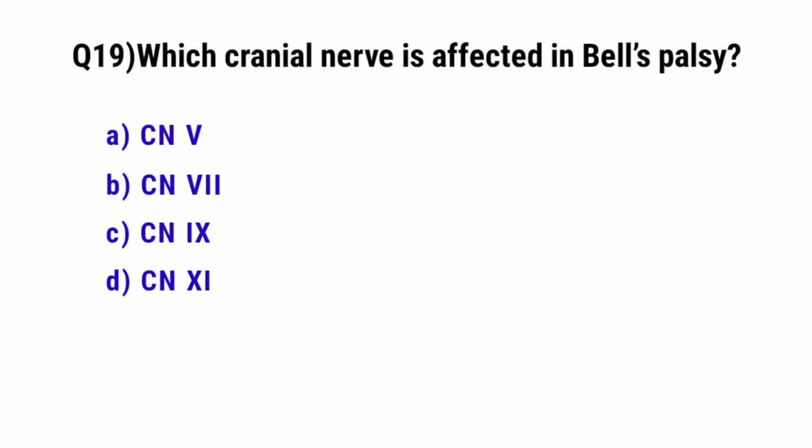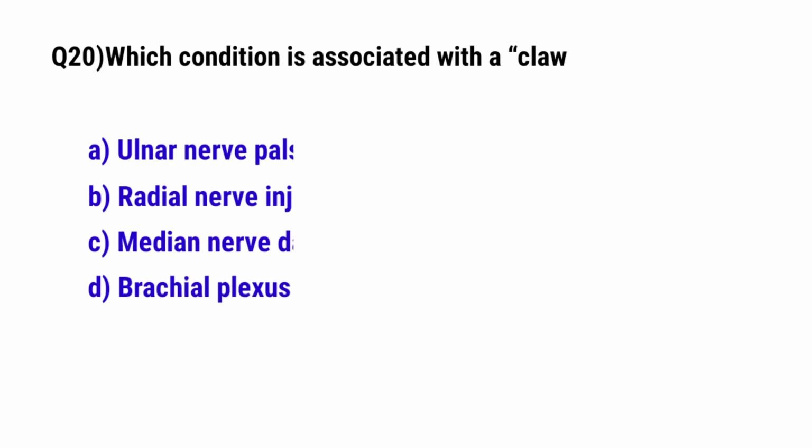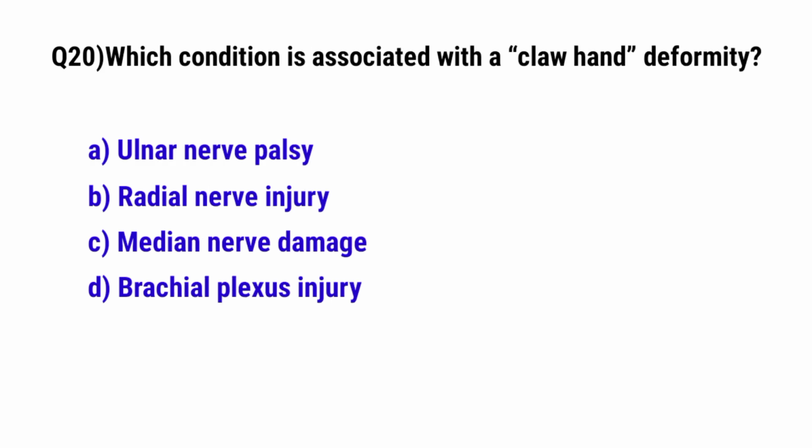Question number 19. Which cranial nerve is affected in Bell's palsy? The correct option is B. Cranial nerve 7. Question number 20. Which condition is associated with claw hand deformity? The correct option is A. Ulnar nerve palsy.